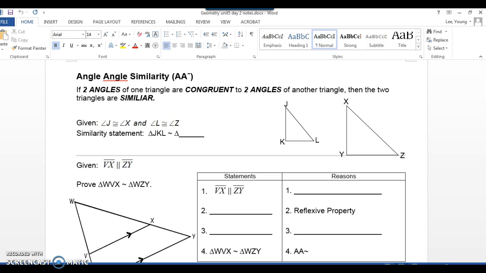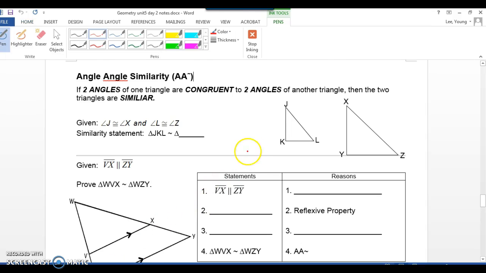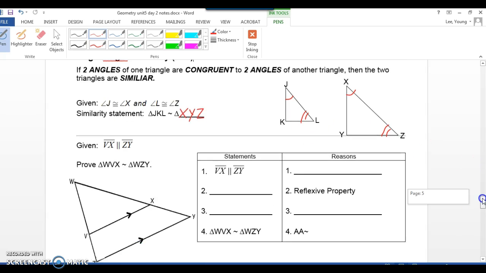So if the given is angle J is congruent to angle X, angle L is congruent to angle Z, we can actually mark it on the picture. So angle J is congruent to angle X, and then angle L is congruent to angle Z. Then can we say triangle JKL is similar to triangle XYZ? So let's take a look at the example.